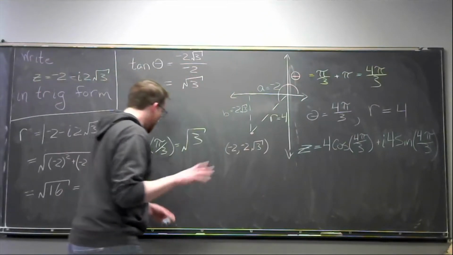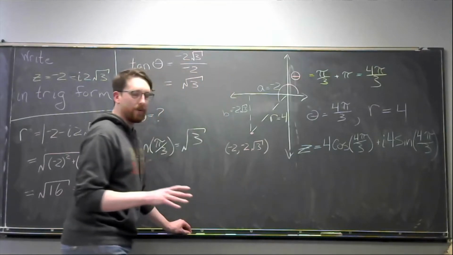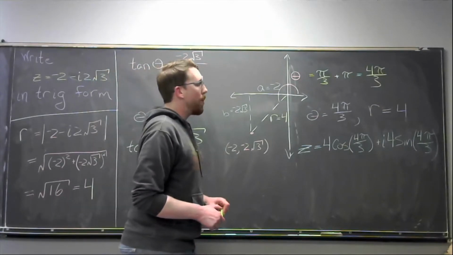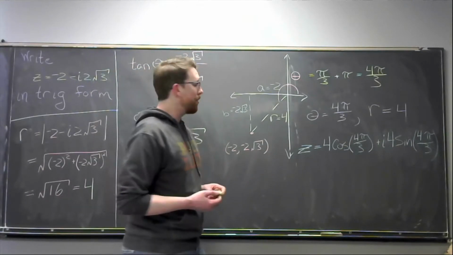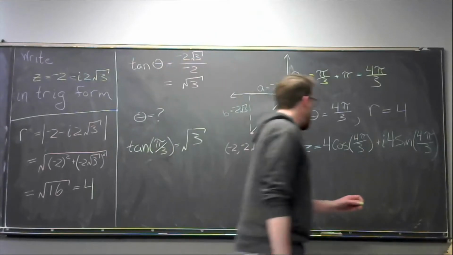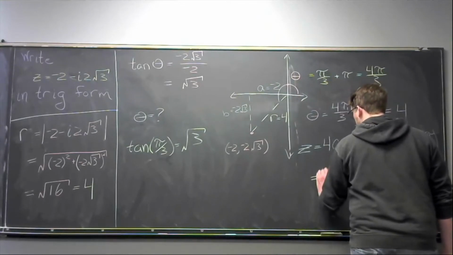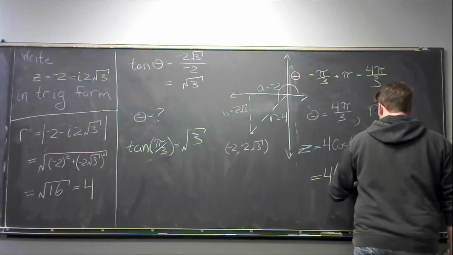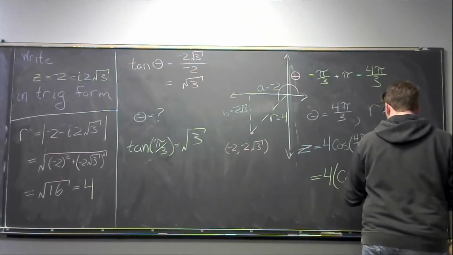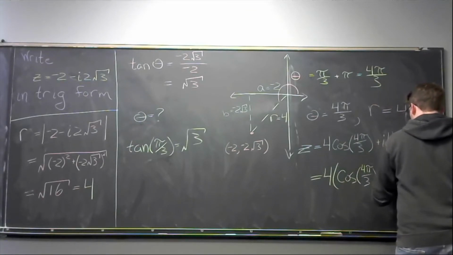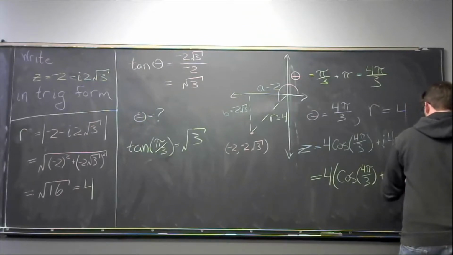Well, unfortunately, mathematicians are nothing if not sticklers about the way we write things. So we want to put this in the simplest form possible. We'll factor everything out. When we do that, we're going to get that this whole thing is equal to 4 times the cosine of 4 pi over 3 plus i times the sine of 4 pi over 3.